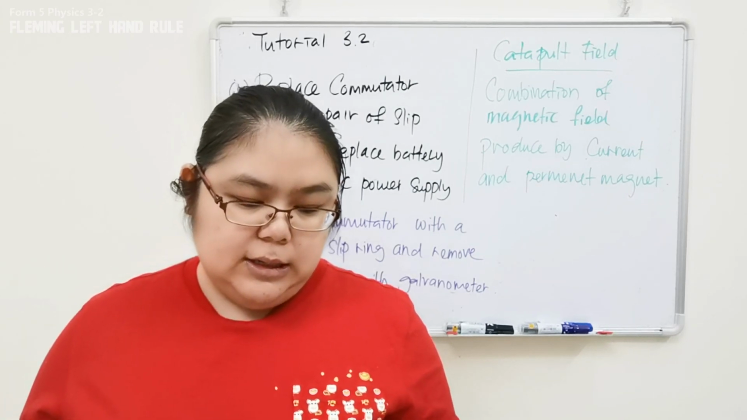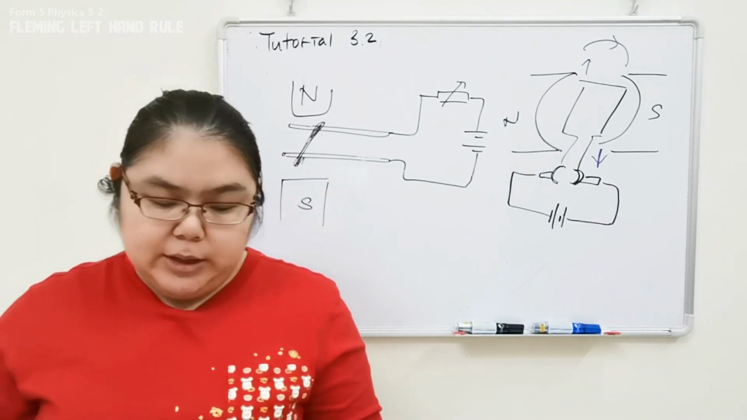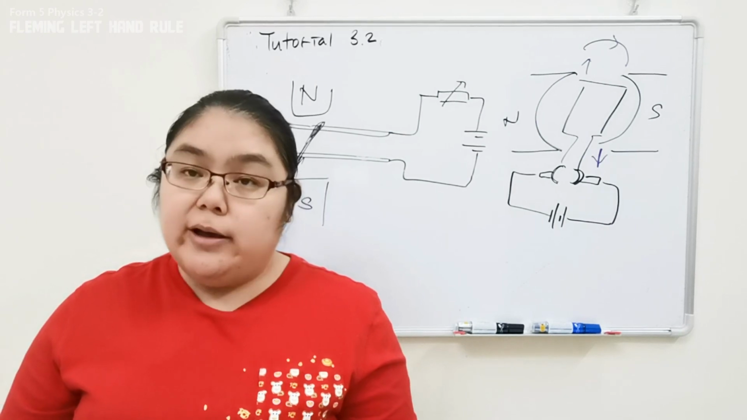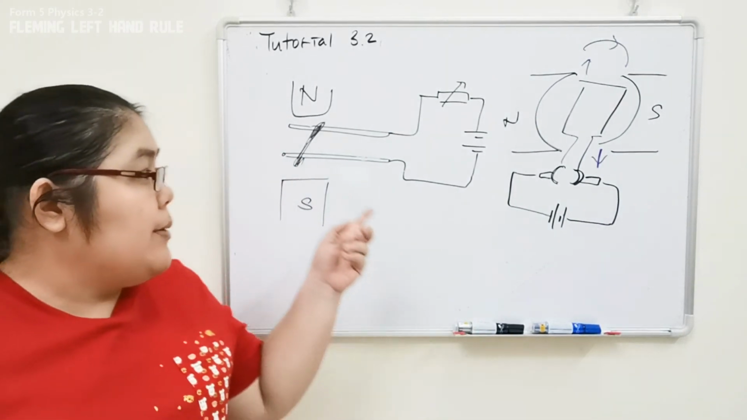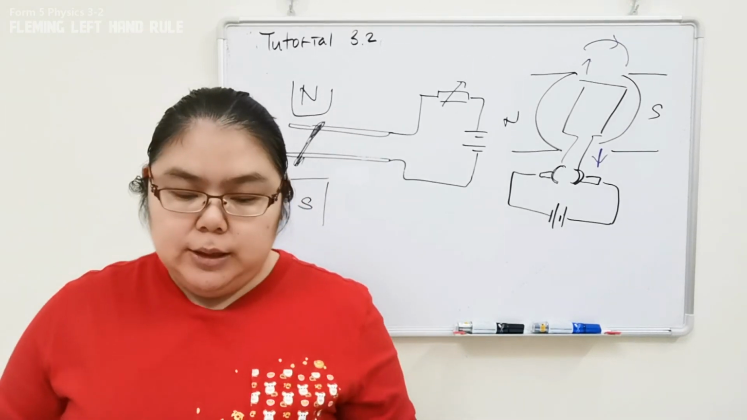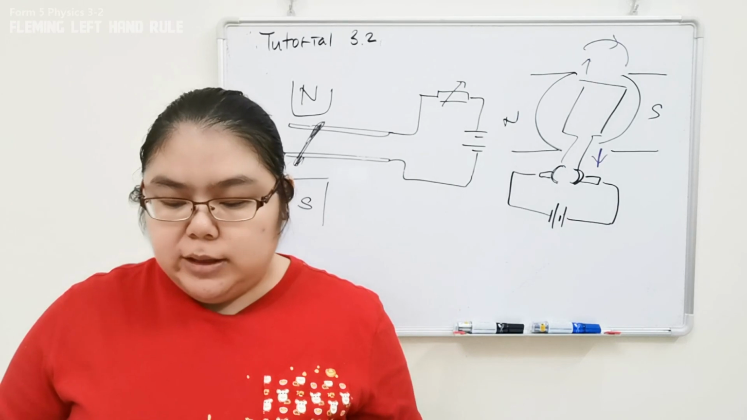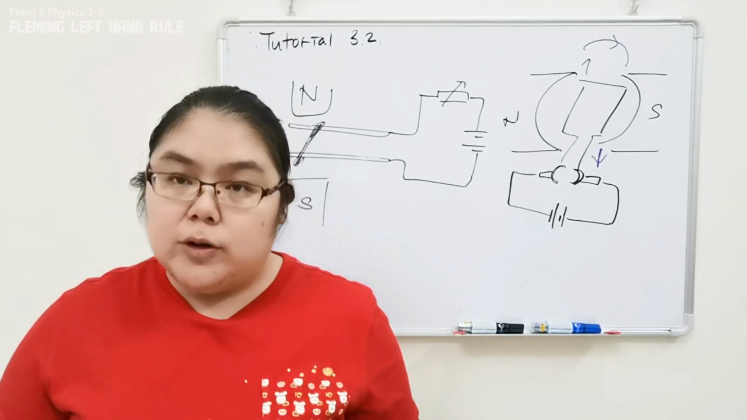Okay, then we go to question D. Question D, let me draw first. Okay, students, let's see question D. They show the setup for the study of the effect of the magnetic field of a current-carrying copper rod. So that means the center should be the copper rod. Now they say explain what happens to the copper rod when the switch is turned on. When the switch is turned on, what happens to the copper rod?